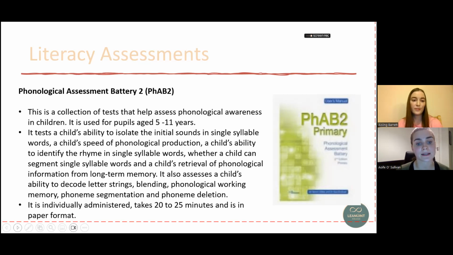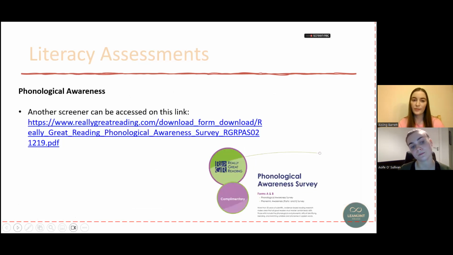They are individually administered and it takes 20 to 25 minutes. And it's in paper format as well. So this is one that you would have to have in your school readily available if you were to use it. This is a screener which is quite useful. It's available on the same website as the core vocabulary assessment, which is really great reading, a particularly useful website with lots of surveys and screeners that can be used. And this particular one is useful for phonological awareness.